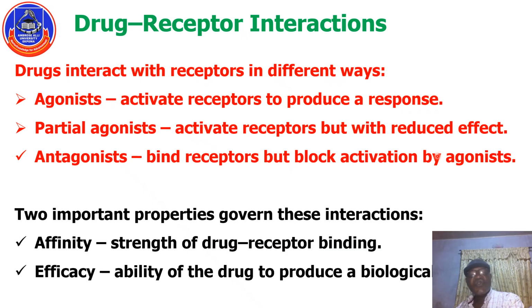Now, two important properties govern these interactions. What are these properties? They are affinity and efficacy. While affinity refers to the strength of drug-receptor binding, efficacy is the ability of the drug to produce biological effects, as earlier mentioned.